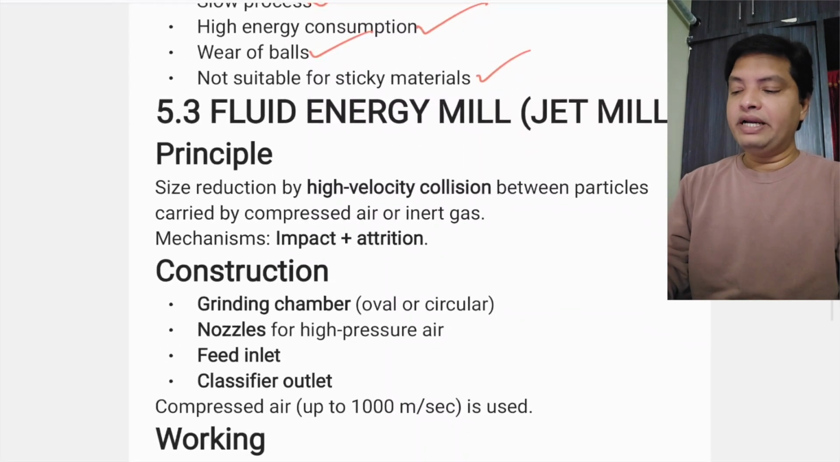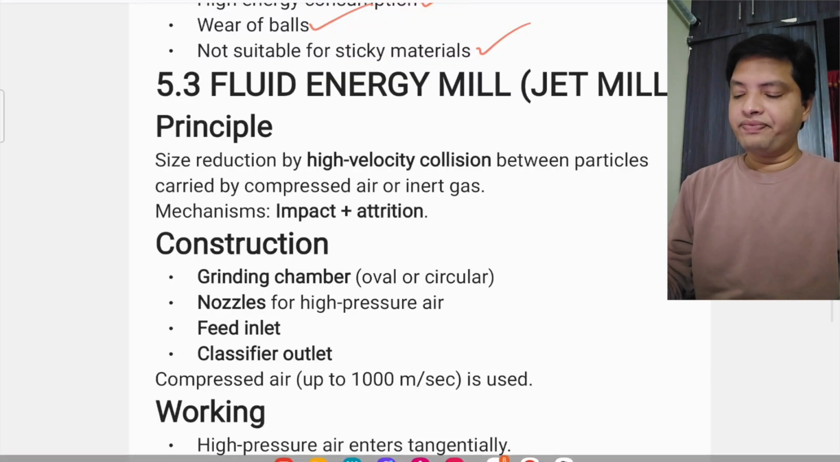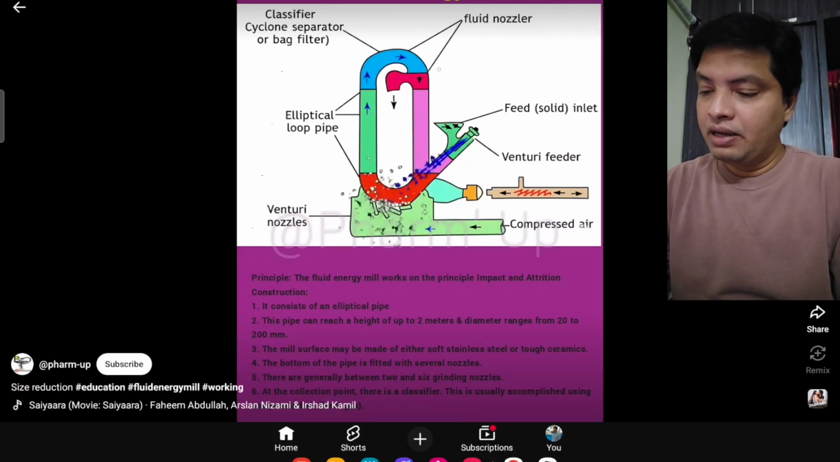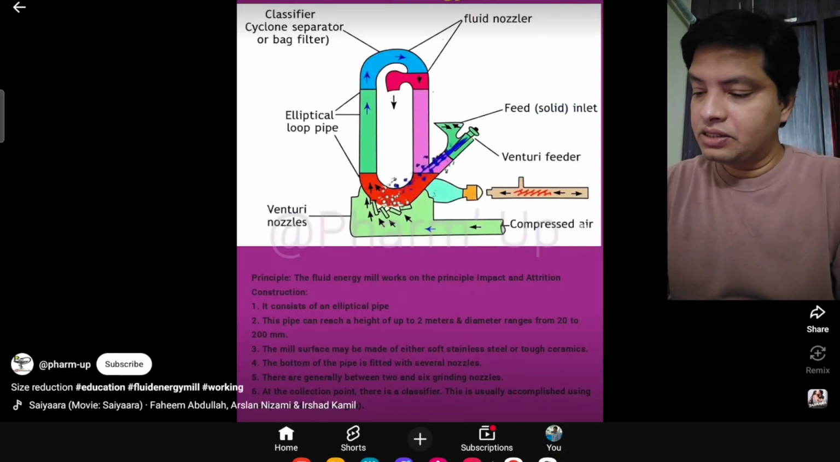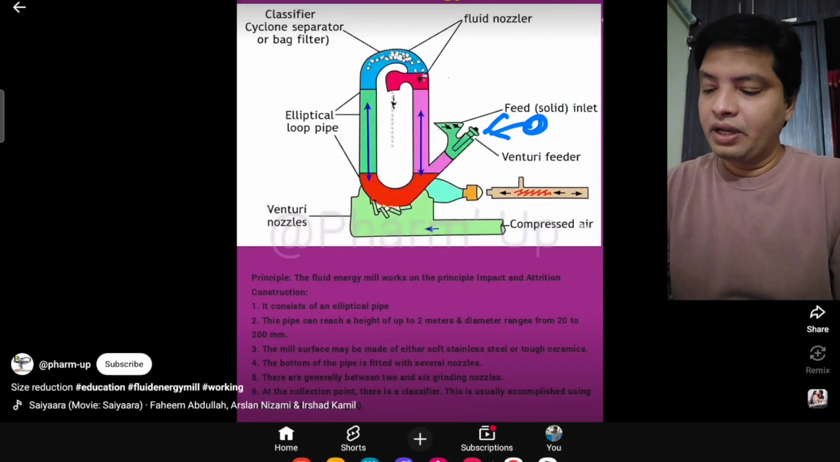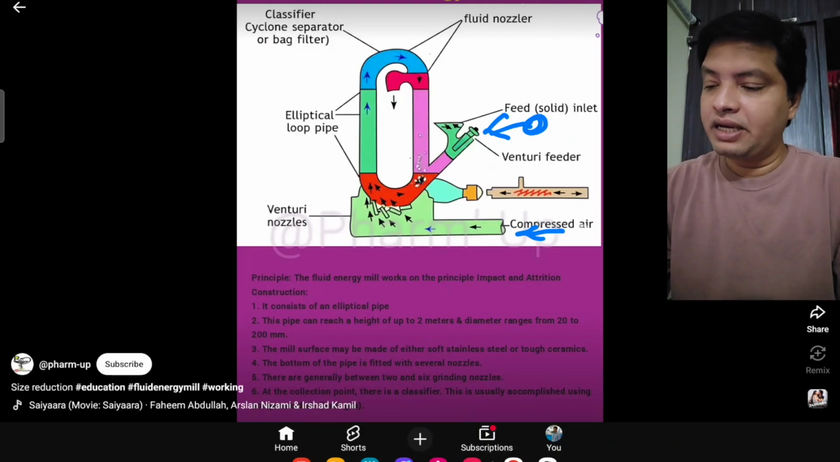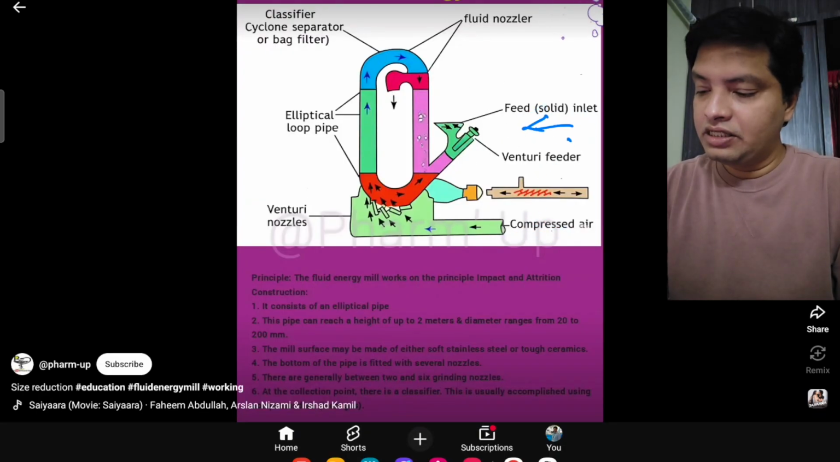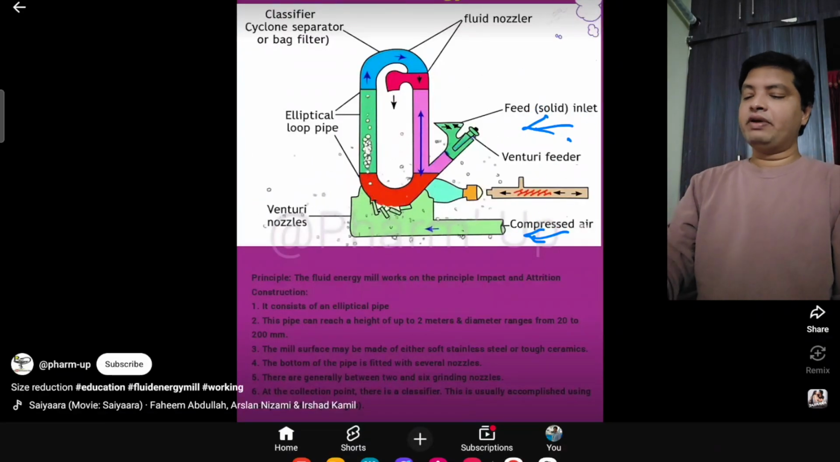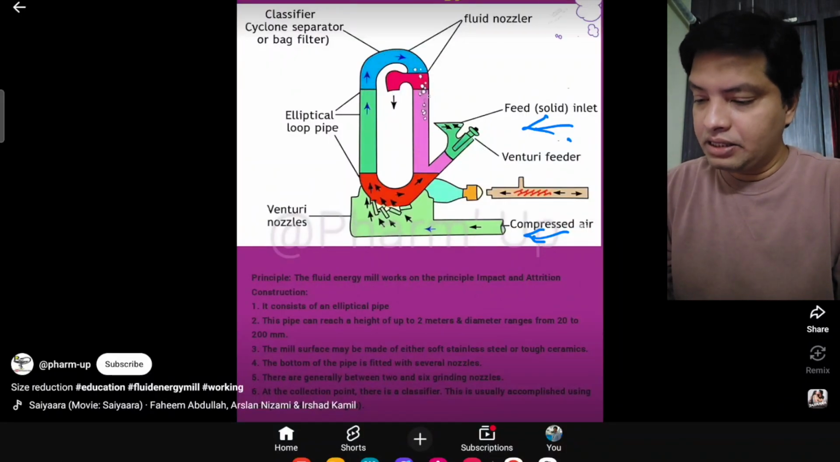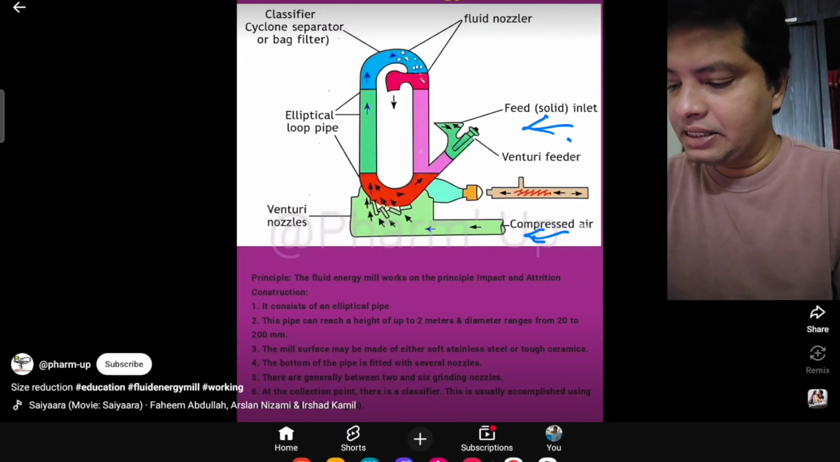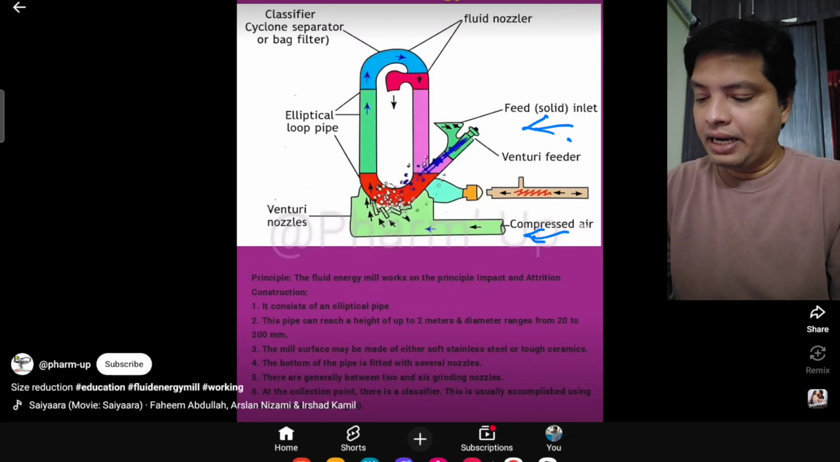Next we'll see the fluid energy mill or jet mill. You can clearly see, in this mill we are feeding a solid from here. From the bottom we are giving the compressed air. See that solid material, now it comes down. Air is very compressed, so the particles are impacting each other. So here impact and attrition will both happen.